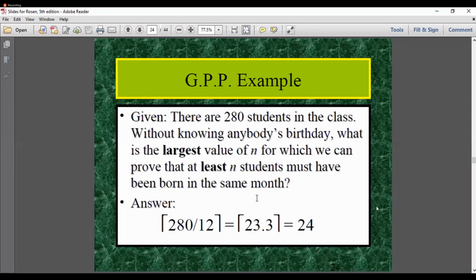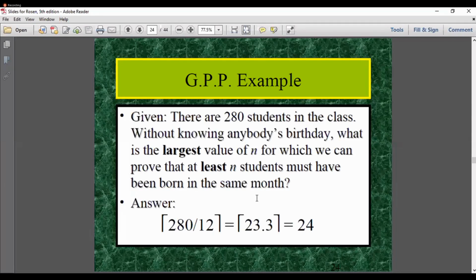We have a total of 12 months in a year. Now, in the worst case scenario, if I have 12 students whose birth months are all different, then if the 13th student comes, what will happen? One of the birth months has to be common.